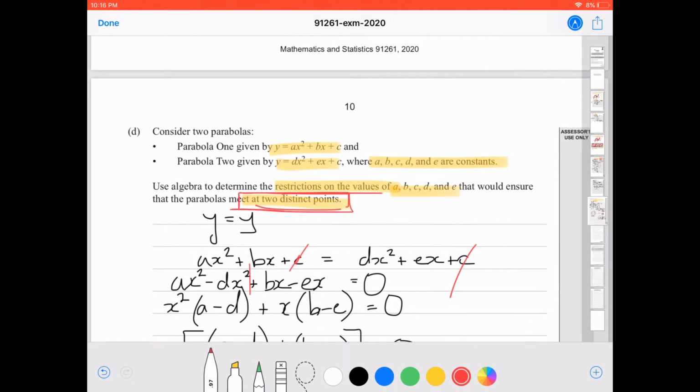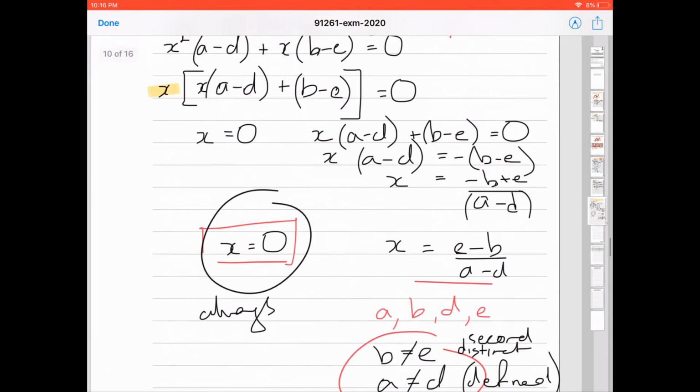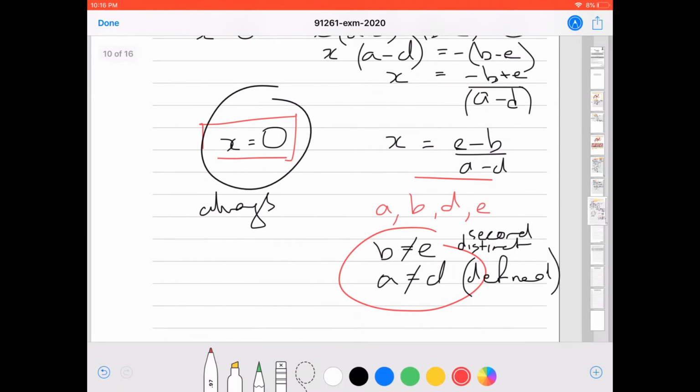Okay, so correct working leading to both of the constraints clearly expressed gets you the e, and not only is it an e, but it's T2.